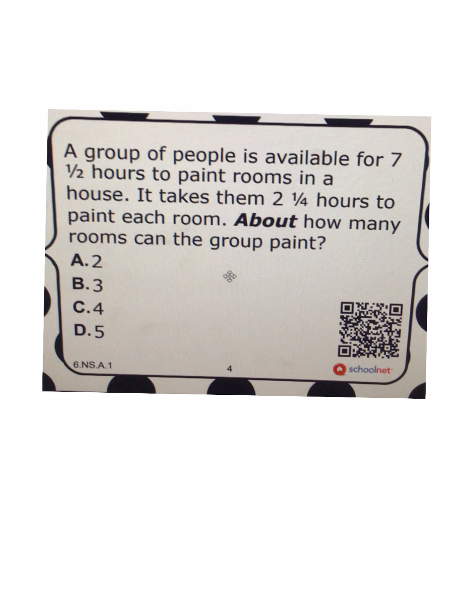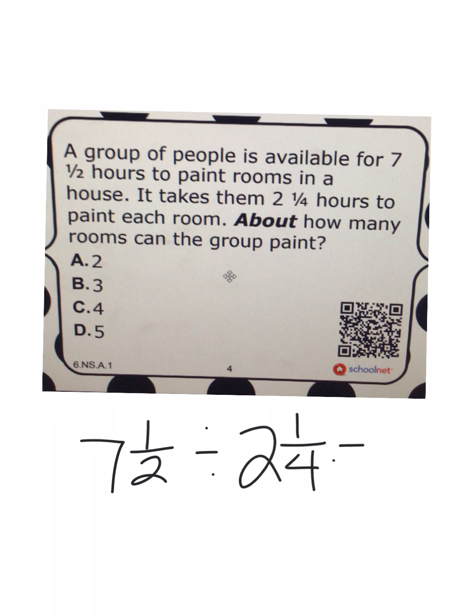So what we're looking for is to first go ahead and find our total amount of time available, and that is 7.5. Sometimes that's written first, sometimes it's written second. You just have to be able to decide, what am I dividing up? What am I cutting up? And I'm cutting up the group of people's time, which is 7.5 hours, divided by the amount for each room. So that is going to then give me about how many rooms can be painted.